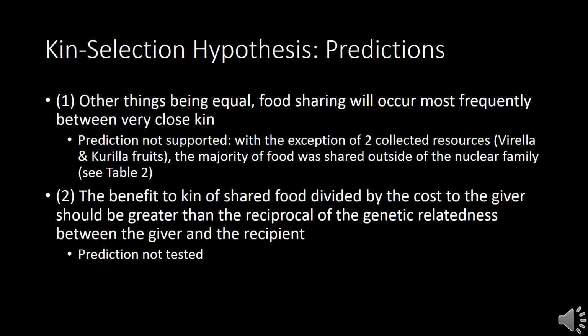We'll look at each set of predictions in turn, beginning with the kin selection hypothesis. Prediction 1 is that, other things being equal, food sharing will occur most frequently between very close kin. And prediction 2 is that the benefit to kin of shared food divided by the cost to the giver should be greater than the reciprocal of the genetic relatedness between the giver and the recipient. As shown in Table 2, prediction 1 was unsupported. With the exception of 2 gathered resources, Varela and Corilla fruits, the majority of the food was shared outside the nuclear family. Prediction 2 was not tested.